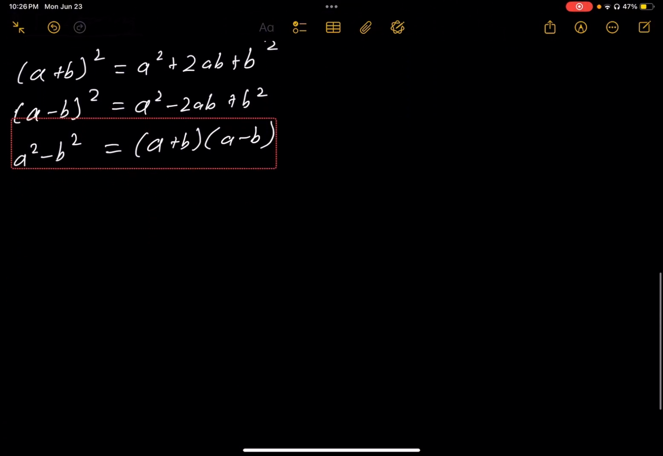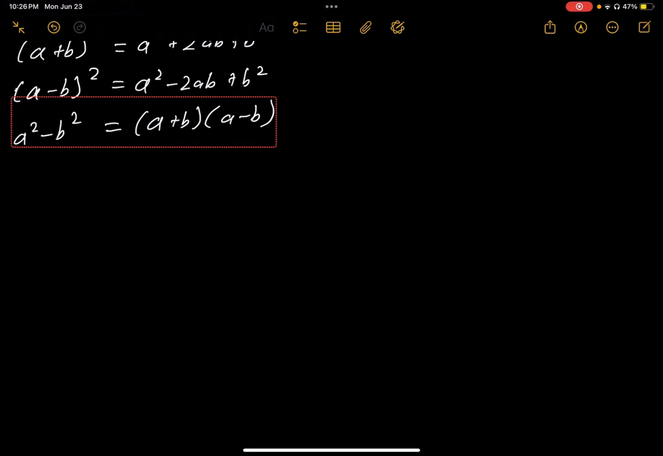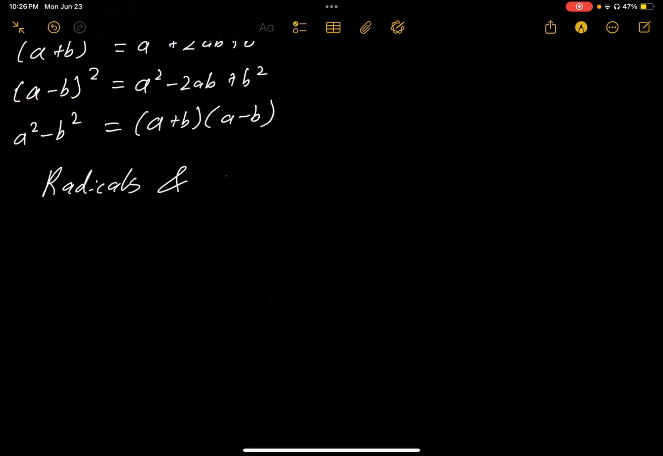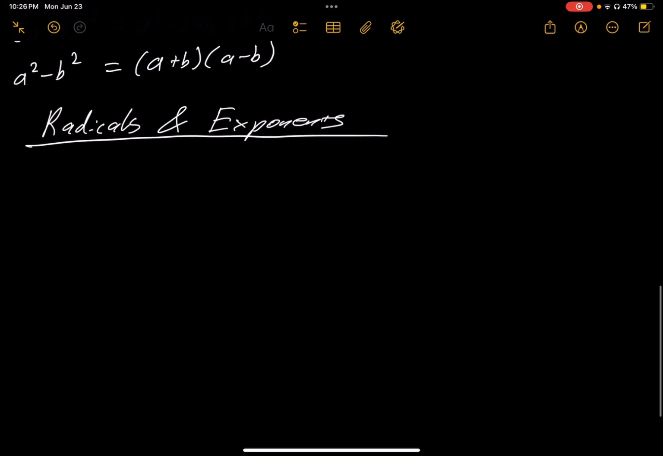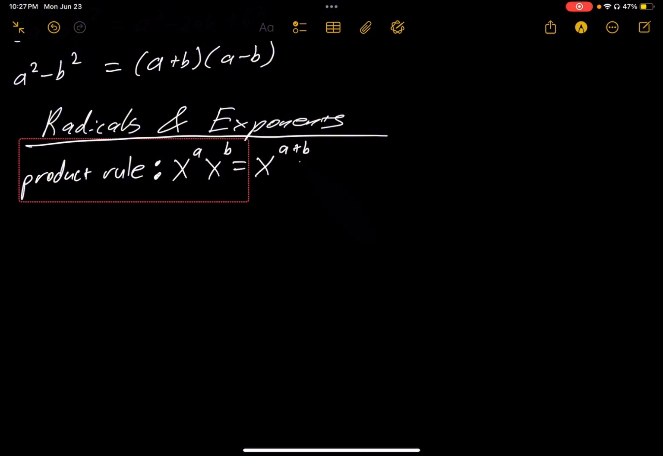Next, we have our radical and exponent rules. So we have a lot of rules here. We're going to start with our exponent rules, and for the product rule, we're going to give examples for each one. x to the a times x to the b is equal to x to the a plus b.